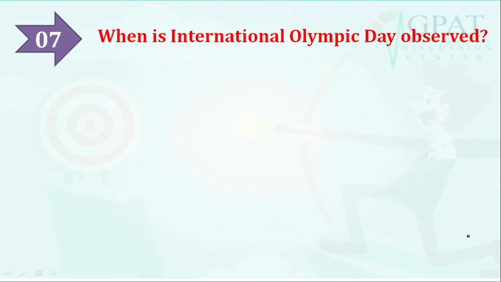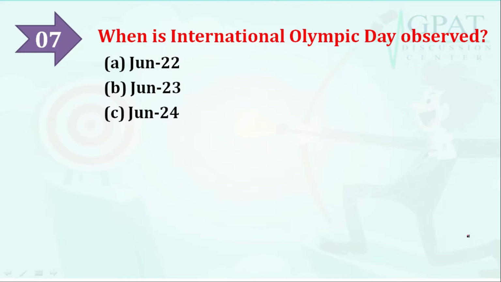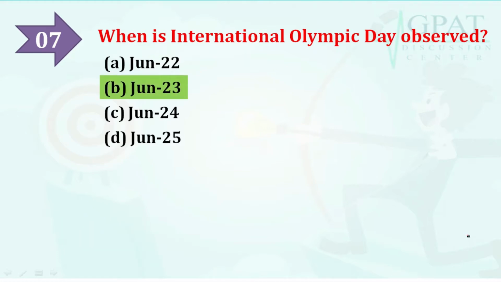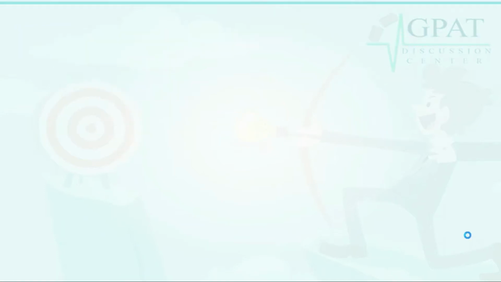Coming to the next question, when is International Olympic Day observed? Option A is June 22, option B is June 23, option C is June 24, option D is June 25. So when is International Olympic Day observed? The correct date is June 23rd. On June 23rd, International Olympic Day is observed.